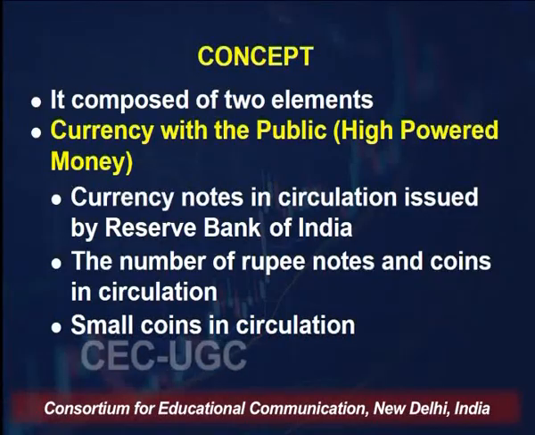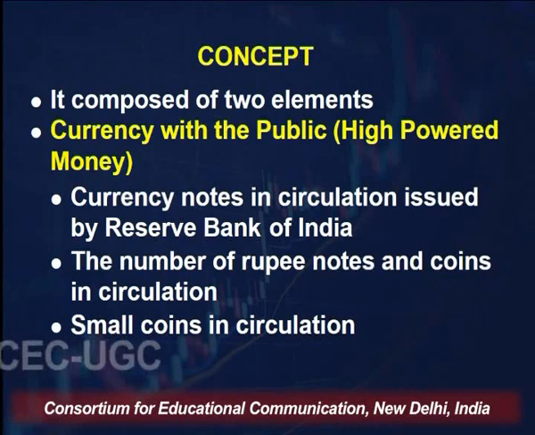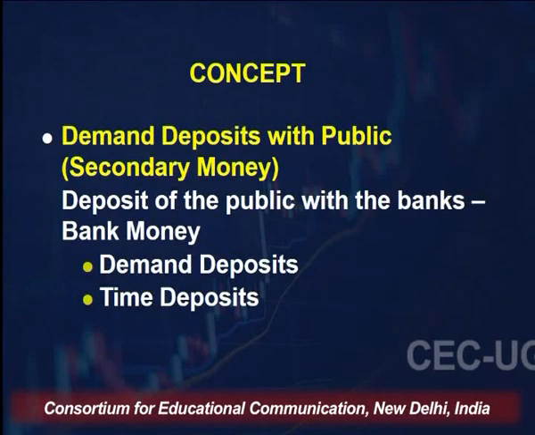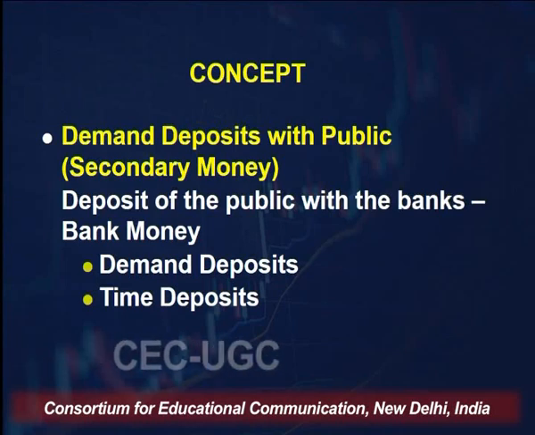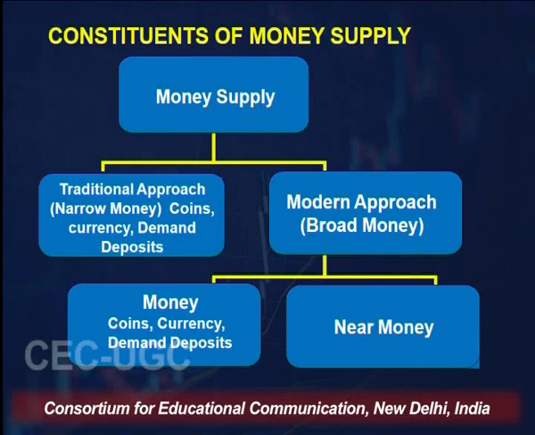The separation of producer of money from the user of money is important from the viewpoint of monetary policy and other policies. And it is composed of two elements: currency with public, that is high powered money; currency notes in circulation, issued by the Reserve Bank of India; the number of rupee notes and coins in circulation, and small coins also in circulation. Then the demand deposits with public, which is secondary money, deposits of the public with the bank, that is demand deposits and time deposits.